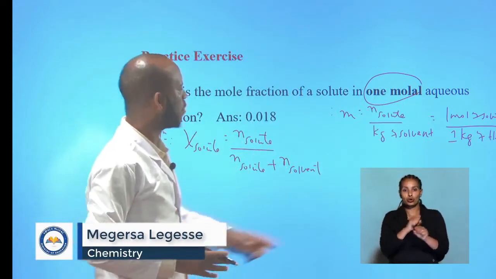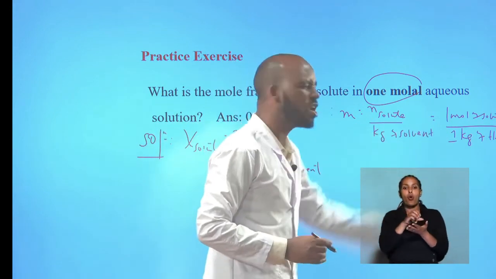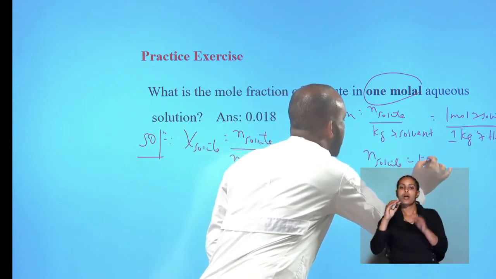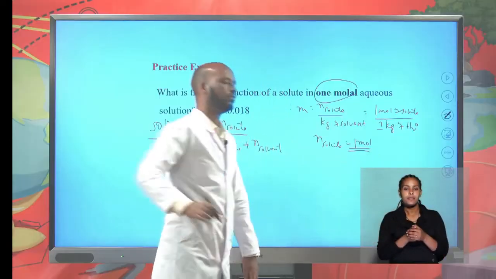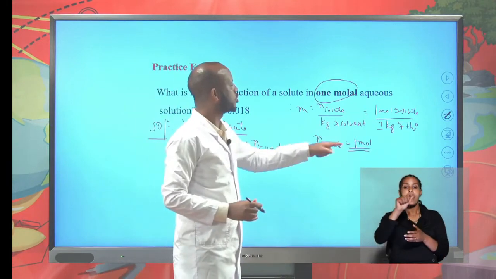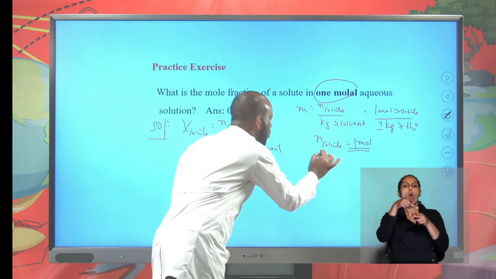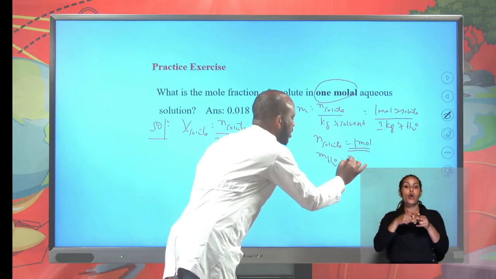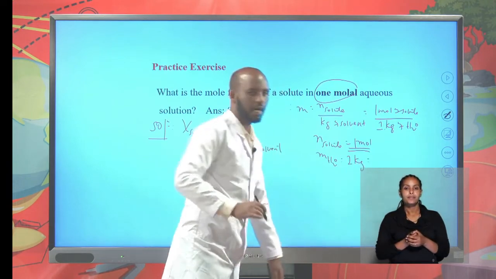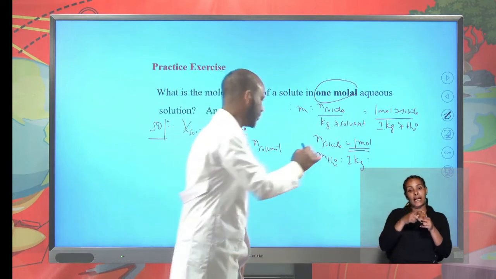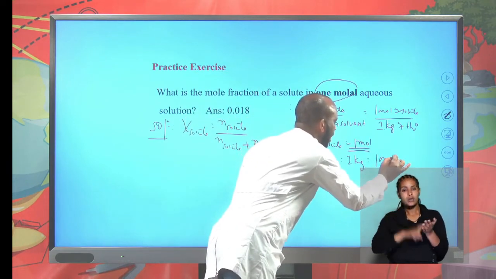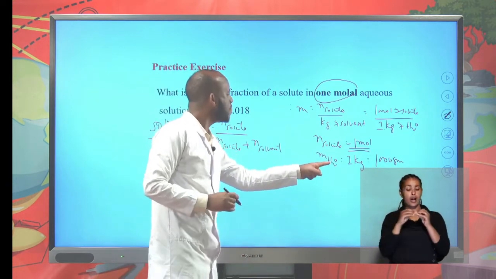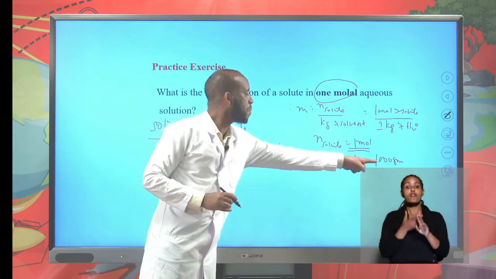From this, number of moles of solute is 1 mole. Mass of solvent is 1 kilogram. Mass of water equals 1 kilogram. In grams, kilo is 10 to the power of 3. Therefore, this is 1,000 grams. You can calculate number of moles of water from its mass.